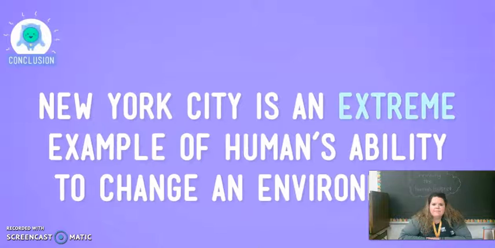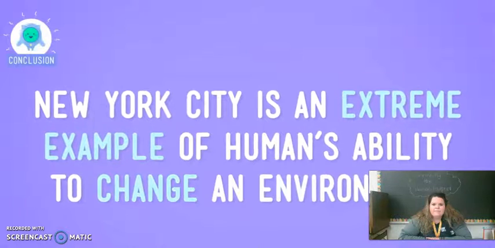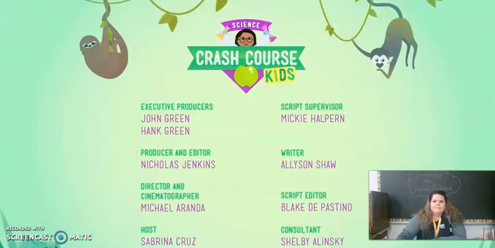New York City is an extreme example of humans' ability to change an environment. But you don't have to travel to the Big Apple to see it. The changes are all around you. Almost everything you touch is a result of human innovation acting on the world's natural resources. It's a lot to take in. But remember, we're living things, and we're part of the natural world. And every living thing changes its environment. Next time, we'll look at ways that other living things make their own kind of changes.